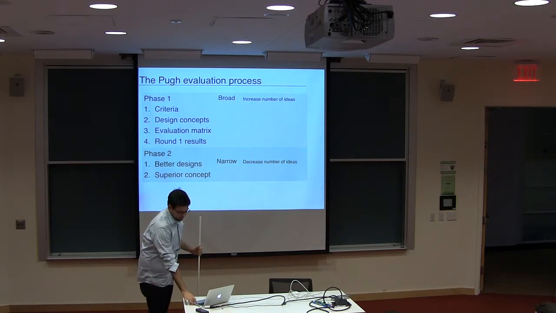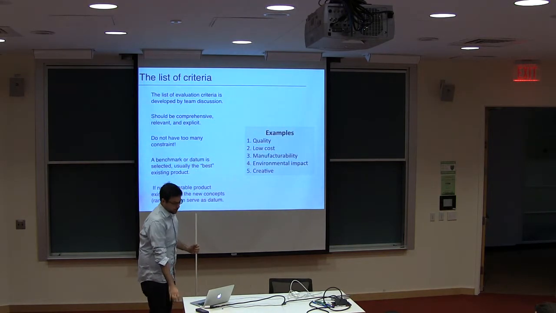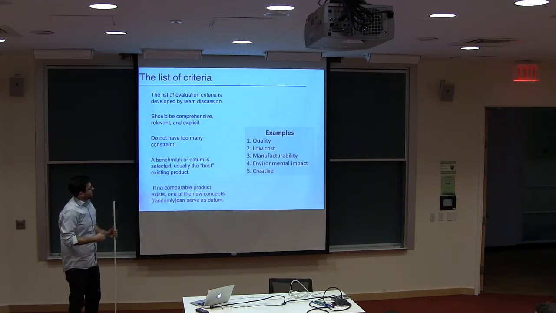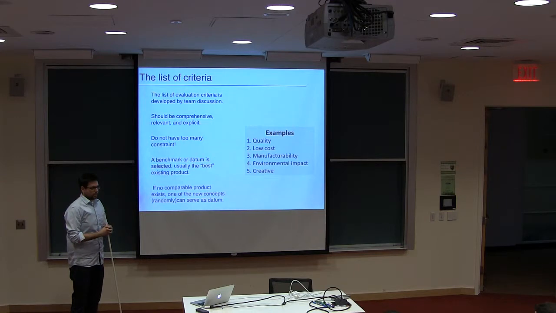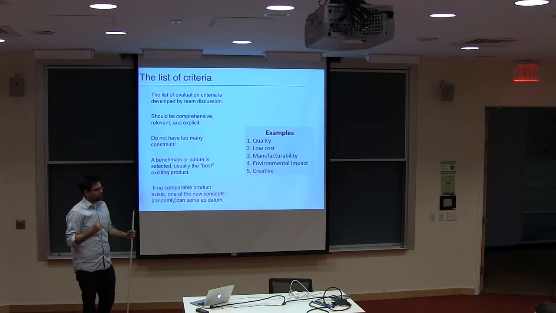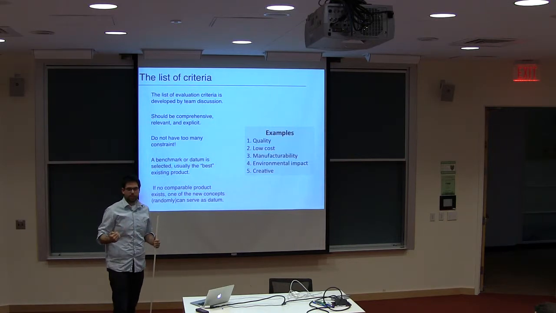perfect or optimum choice. So when you're selecting criteria, you want it to be a team discussion. And so this is a perfect way to take a large group of people and get them to discuss ideas in great detail. And they should be very comprehensive, relevant, and explicit. But if you have too many constraints, you can actually limit some very good ideas.